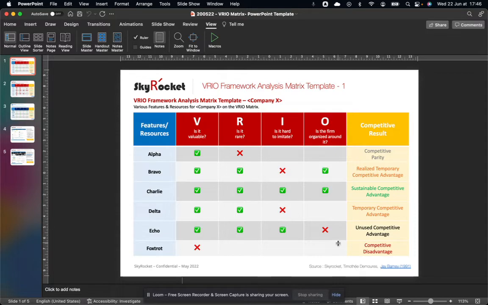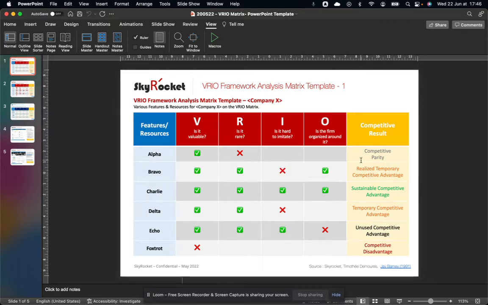If you only have three, it's an unused competitive advantage, so you need to work on organizing the firm around it. If you only have two, it can be a temporary competitive advantage, meaning your competitors can easily imitate the resource that you have. You also have the case where you have a realized temporary competitive advantage, so it's there, you organize it, but you're going to be caught up quite soon.